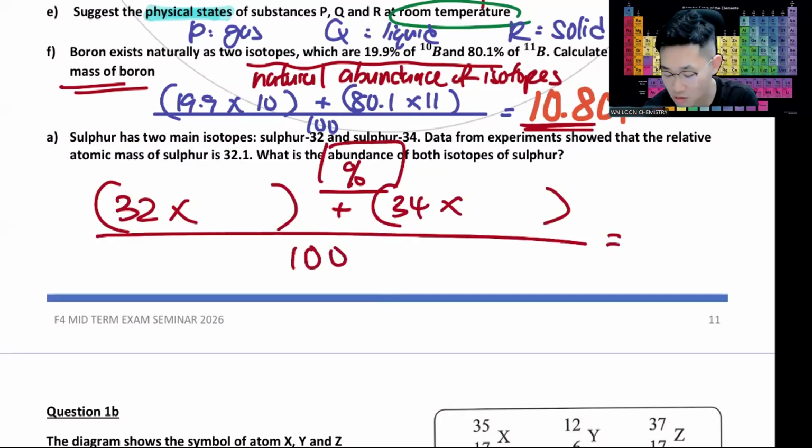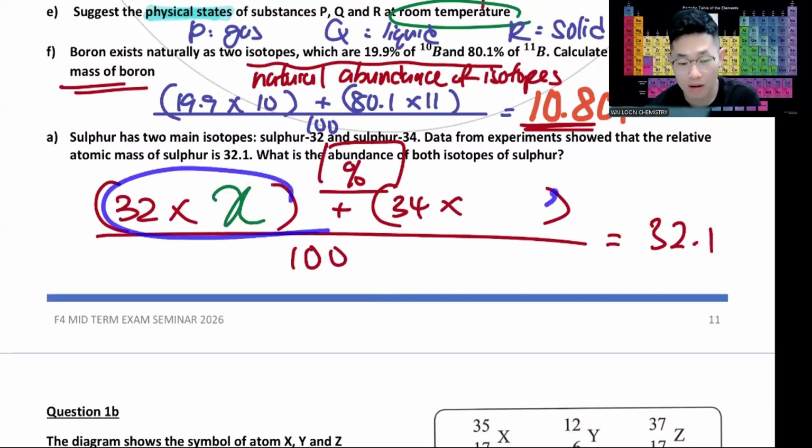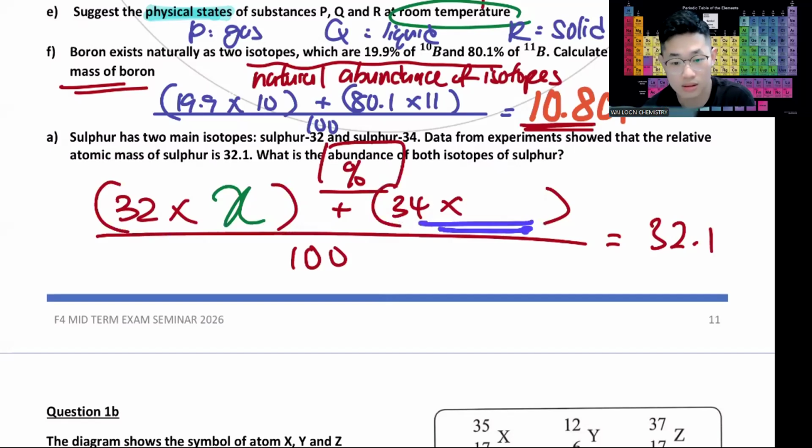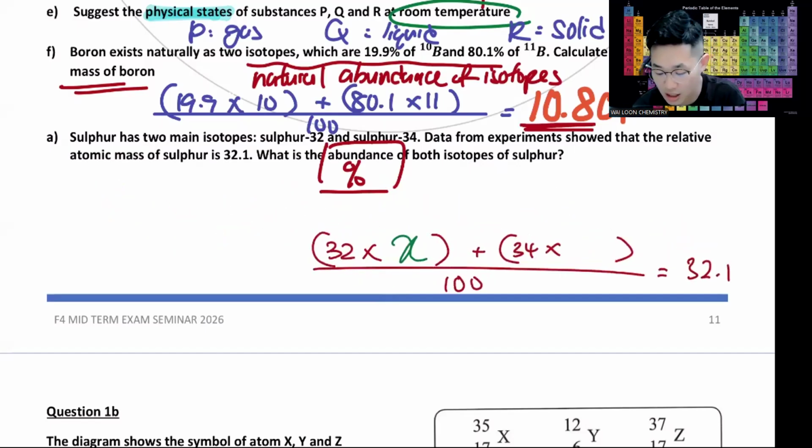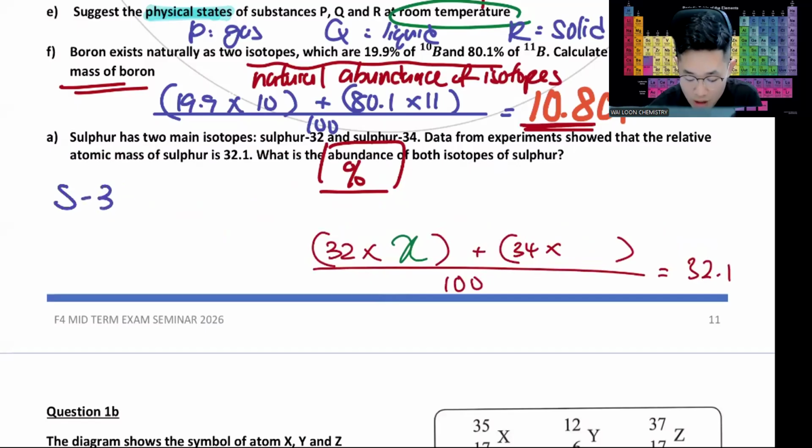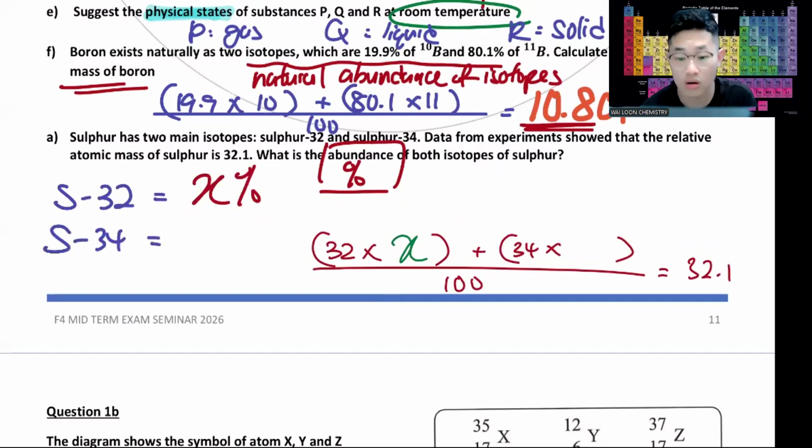But I know the final answer is going to be 32.1. So how, guys? Put X. Okay, I put X here. Then how about here? Which means sulfur 32, I don't know how many percent. So you all suggest me to put X%. Okay, how about sulfur 34? How about sulfur 34? Oh, Jaden, very good.